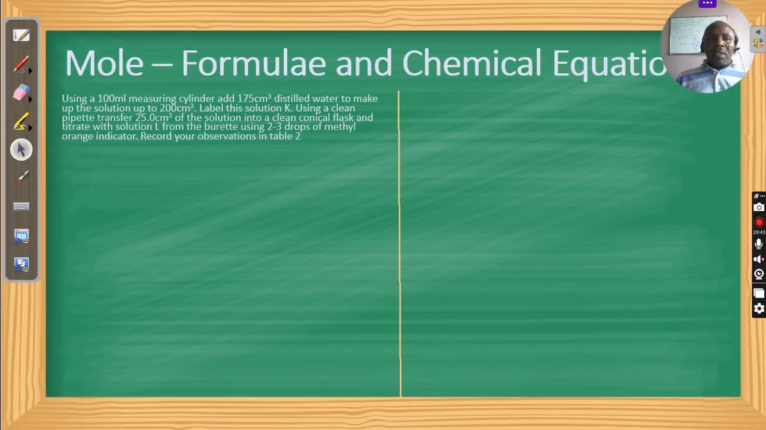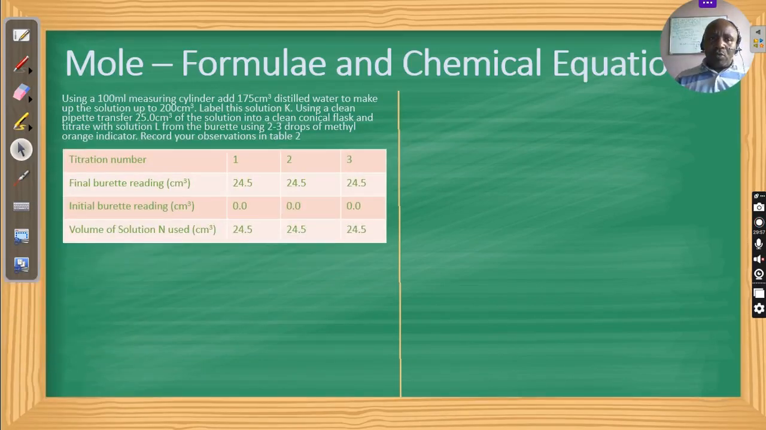Using a clean pipette, transfer 25 cm³ of the solution into a clean conical flask and titrate with solution L from the burette using 2 to 3 drops of methyl orange indicator. Record your observations in table 2.